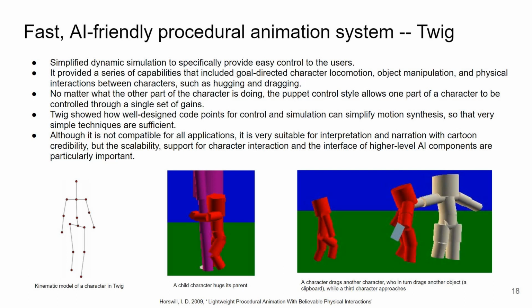Twink shows how well-designed control points for controllers and simulations can simplify motion synthesis, so that very simple techniques are sufficient. Although it is not compatible with all applications, it is very suitable for interpretation and narration with cartoon credibility, but scalability, support for character interactions and the interface of higher-level AI components are particularly important.